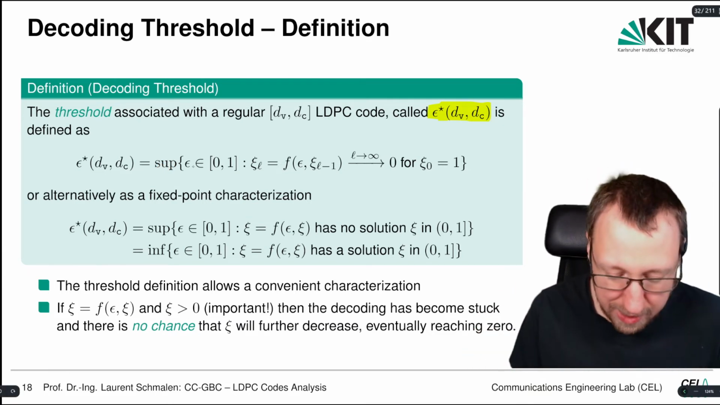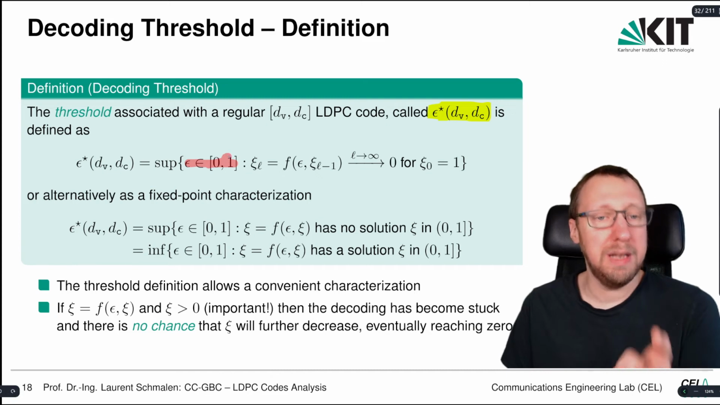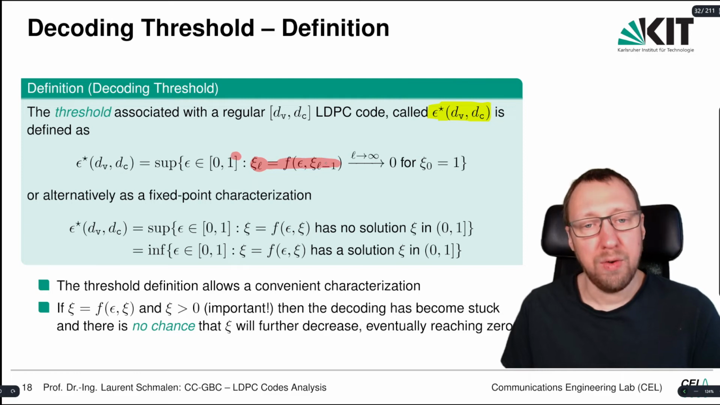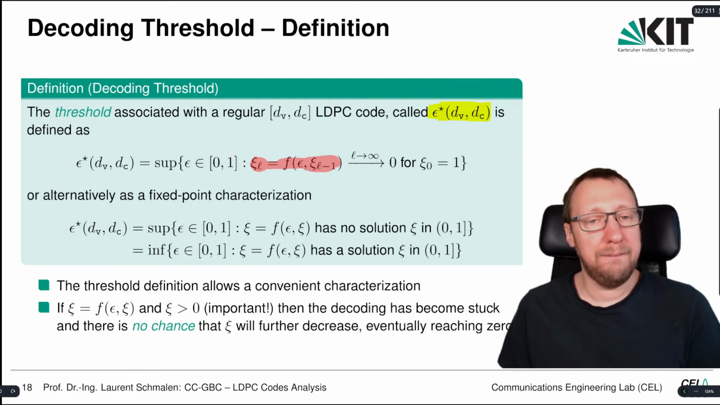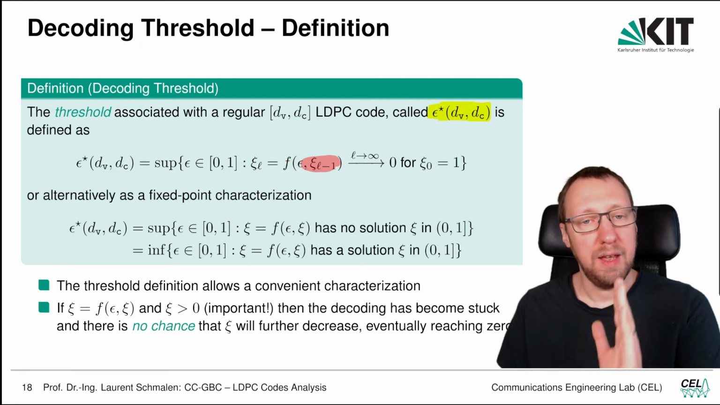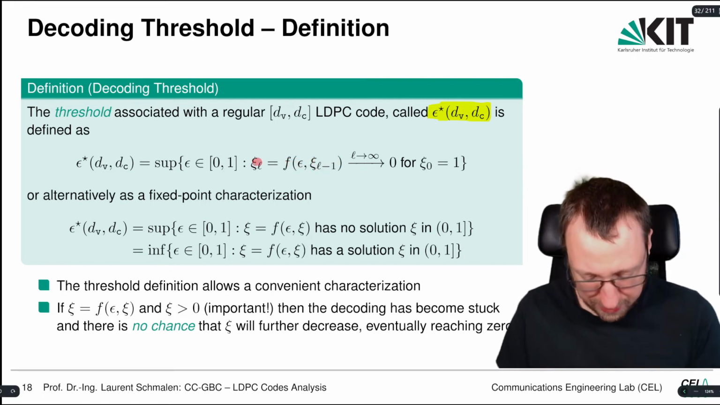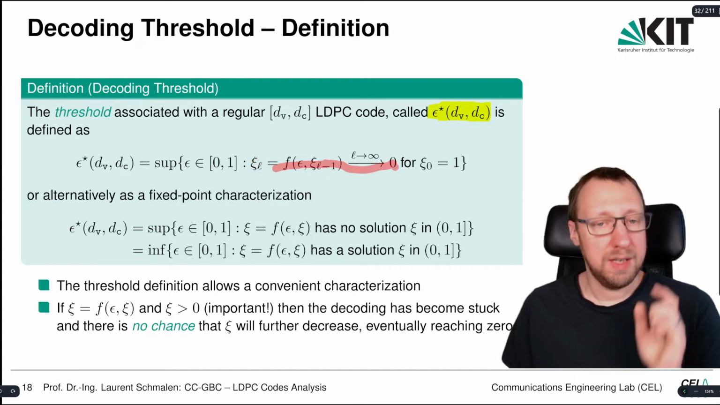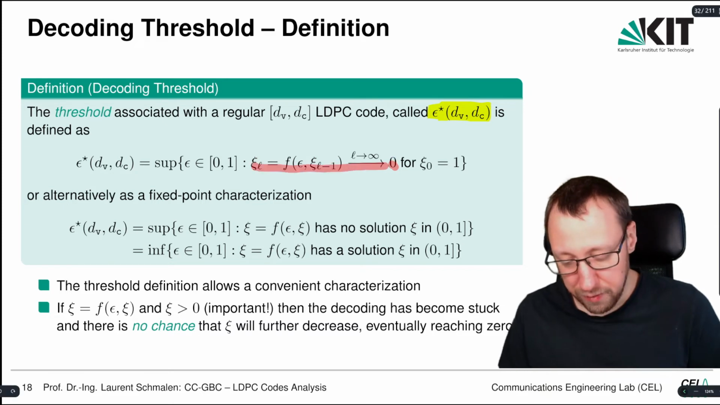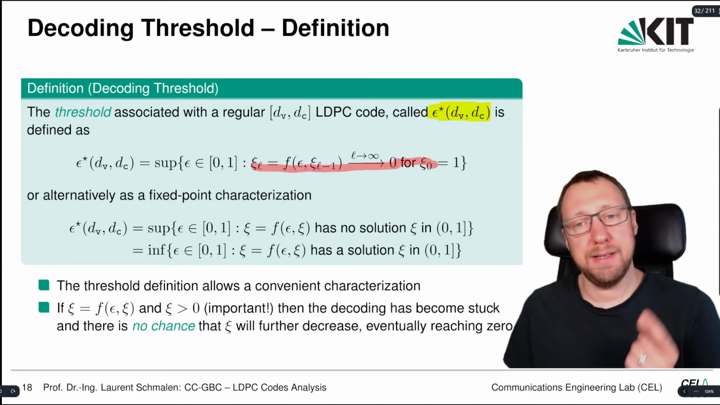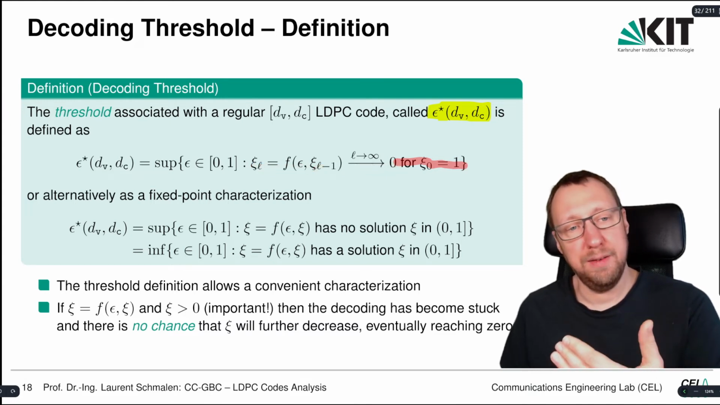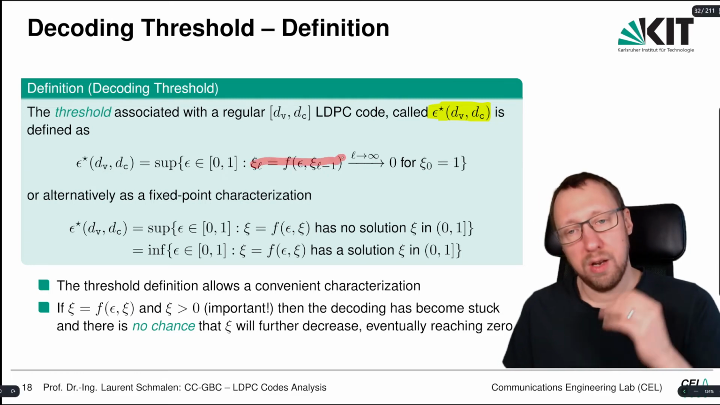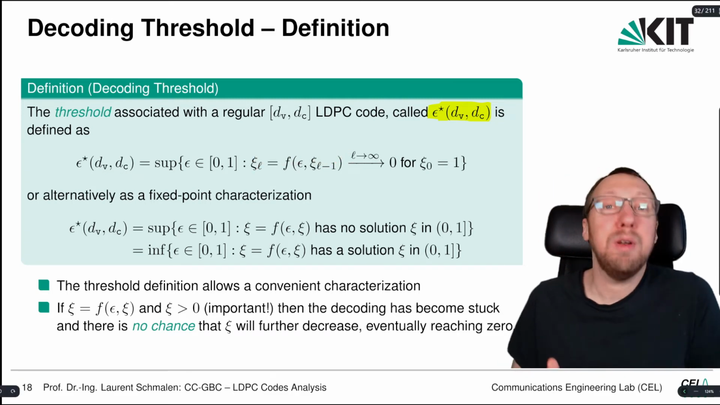The largest epsilon is a probability, so it must be between 0 and 1, such that c_l is equal to f of epsilon, c_(l-1), so that we have this update equation converge to 0. So this update equation c_l should converge to 0 if we start with c_0 equal to 1 and if l goes to infinity. So it's the largest epsilon for which this update equation converges to 0. In the previous example, it was 0.4292.